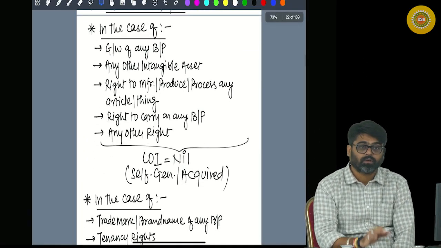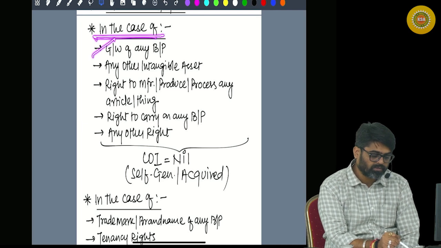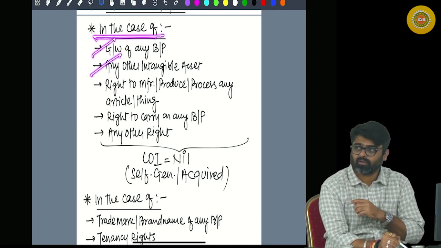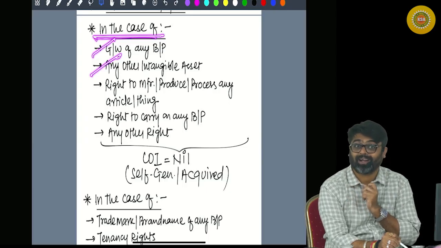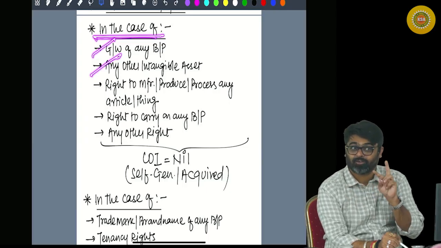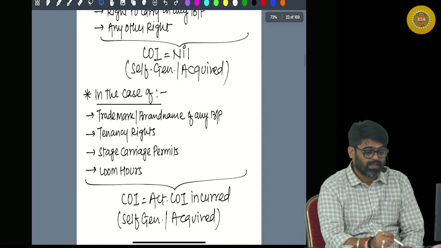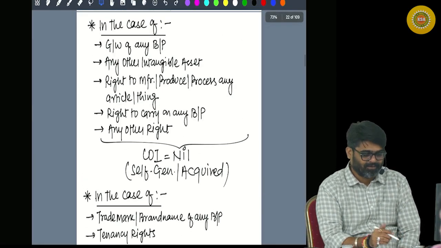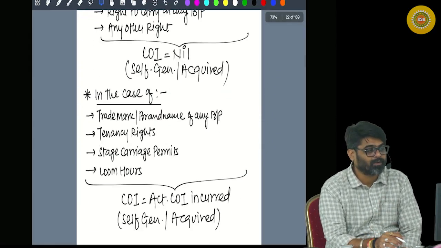Now pay attention. In case of goodwill of business, any other? Don't you think one name is missing? Trademark or brand name. Between these two things, one name is missing. That I have covered here. So point number 1, point number 3. Where is point number 2? Point number 2 is here.